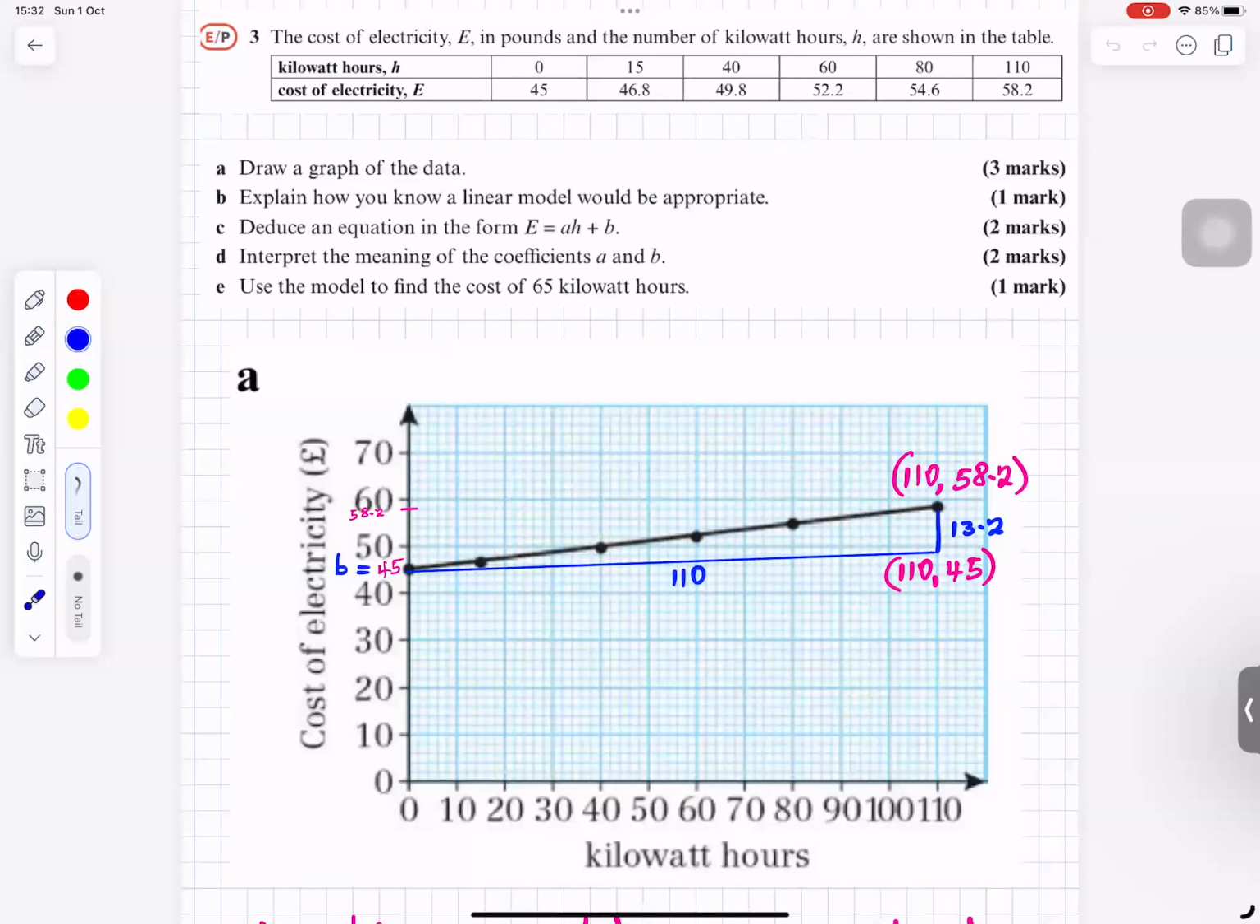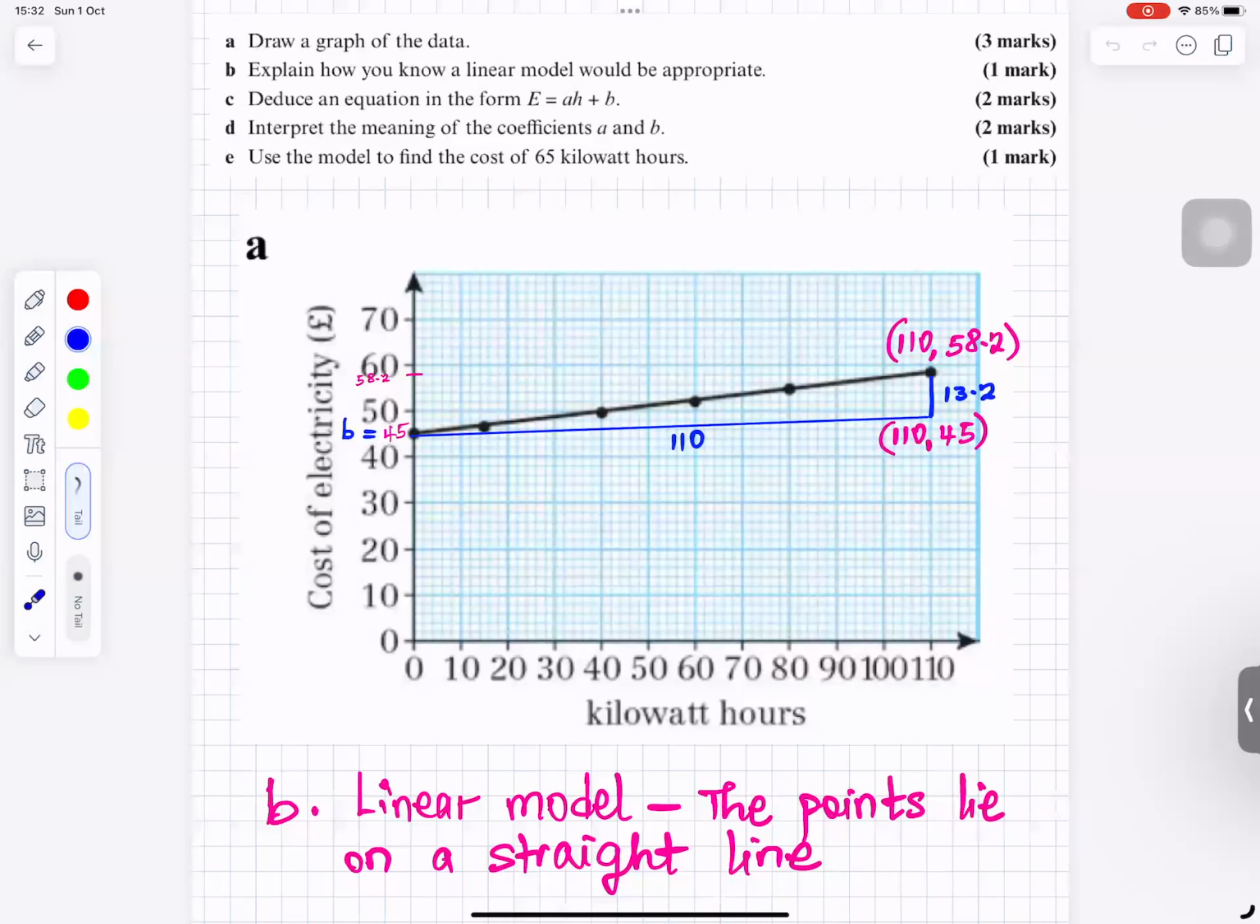And then part B, explain how you know a linear model will be appropriate. How do you know a linear model is appropriate? Part B is straightforward. The points all lie on a straight line. So that's why it's linear. Linear means straight line.